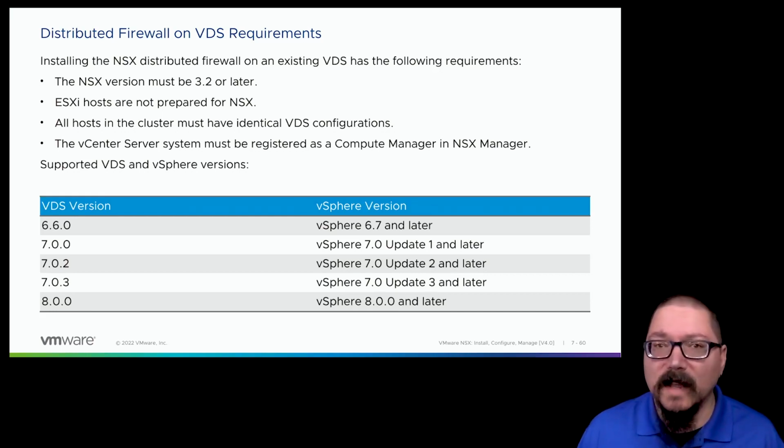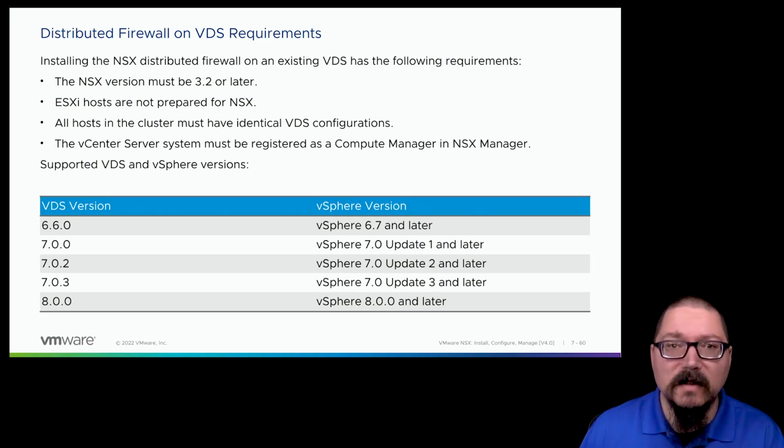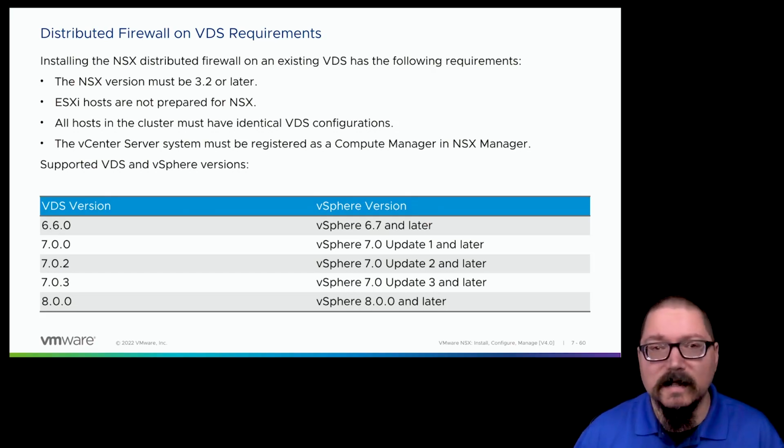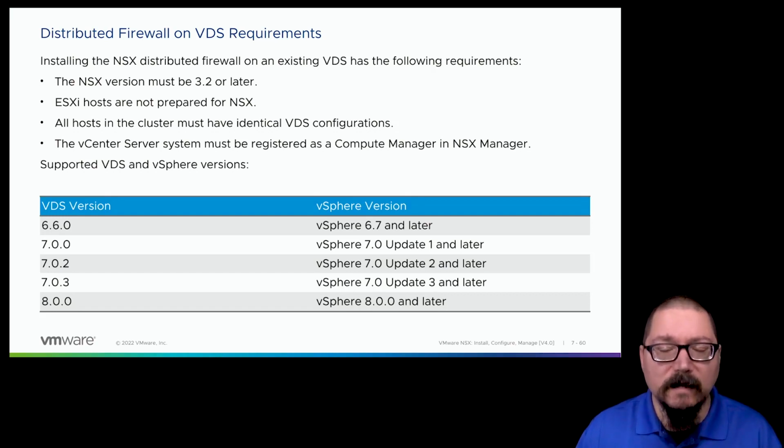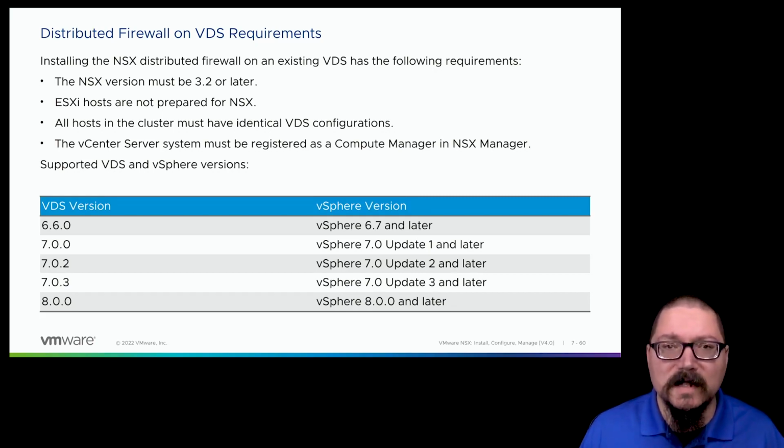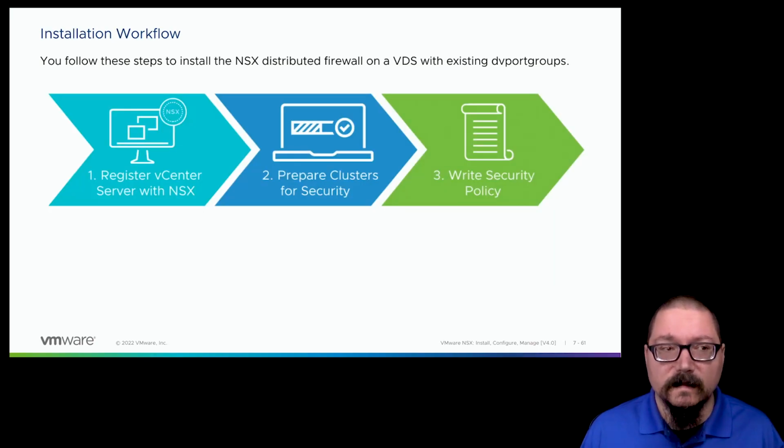The hypervisors have to have the same VDS configuration, right? We have to have a distributed switch. This is not something that we can do with the standard virtual switches. So distributed switch only, and all of the hosts in the cluster have to have the same configuration for the VDS. Now, that shouldn't be a huge stretch. The cluster should be the configuration boundary, right? All of the hosts inside the cluster should be configured the same. If they're not, then I need to validate that. And finally, because we're working with a distributed switch, we need vCenter registered.